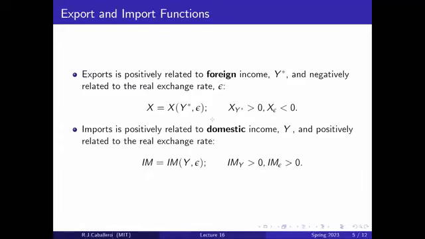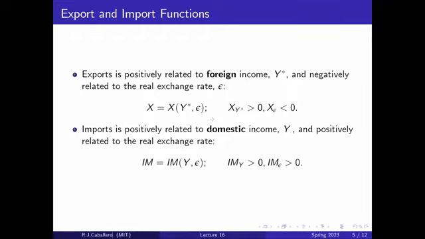So the new behavioral functions here were the export function and the import function. Exports are increasing in foreign output: more income abroad will lead to more imports by them, which means more exports for home. And they are decreasing with respect to the exchange rate. The real exchange rate and nominal exchange rate will be the same here since we have fully sticky prices. But if the real exchange rate appreciates, that means domestic goods are more expensive. It means exports are less. Foreigners are going to buy less of our goods.